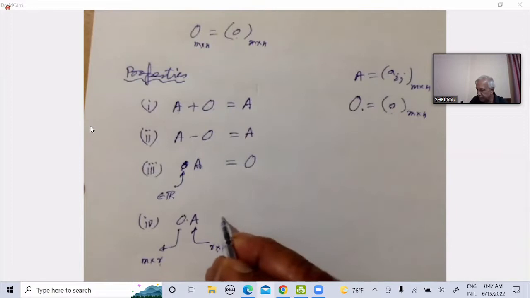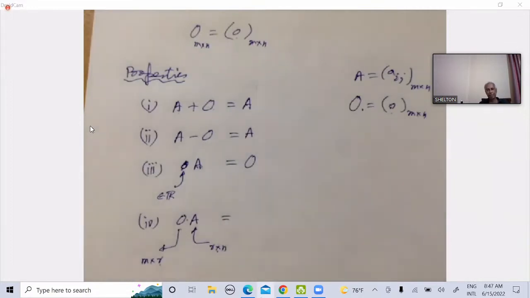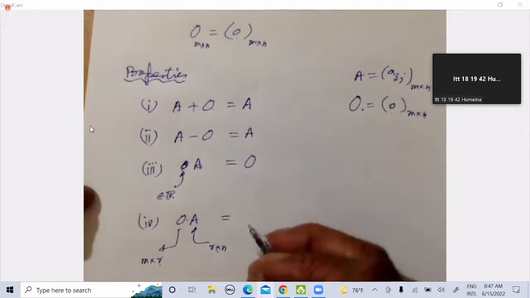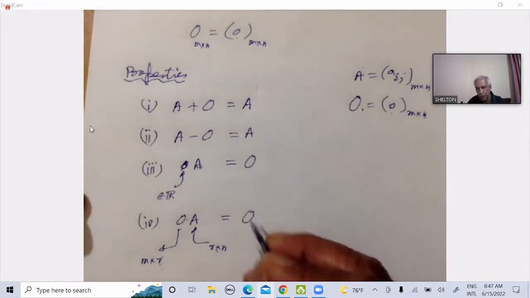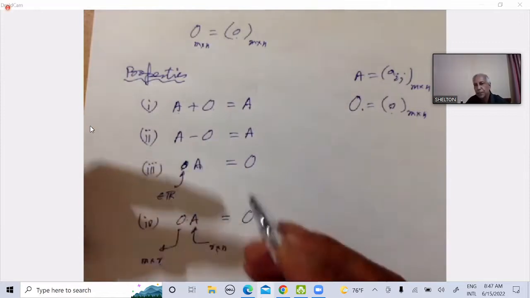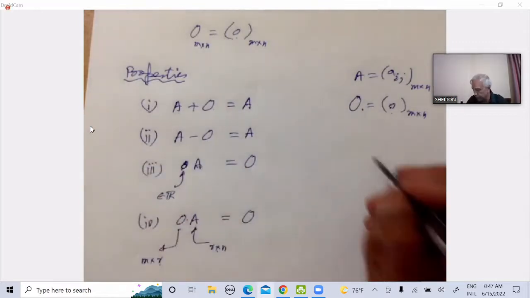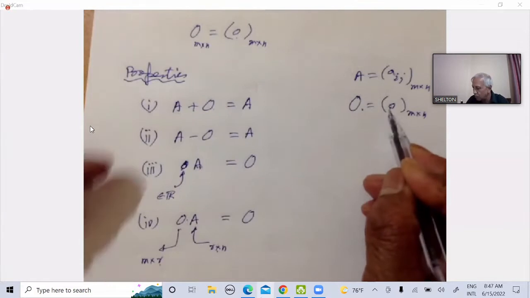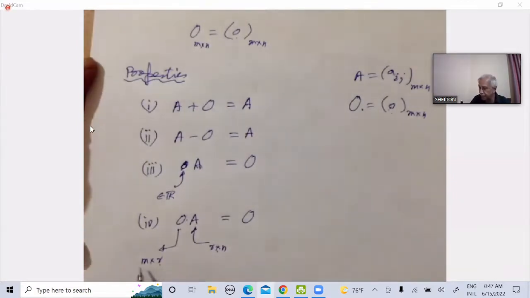When that is satisfied, can somebody tell me the answer? O times A. A multiplied from the left hand side by the 0 matrix. What do you think? 0 m by n. Yeah, that is right. So well, as a matrix, we call it O. O consists of 0 entries. What you said is correct. O m by n. How about the other way around? A O.